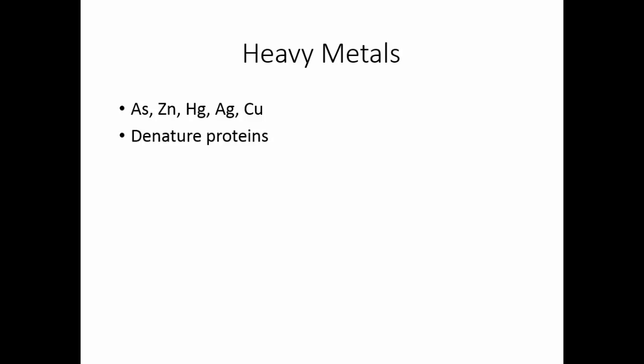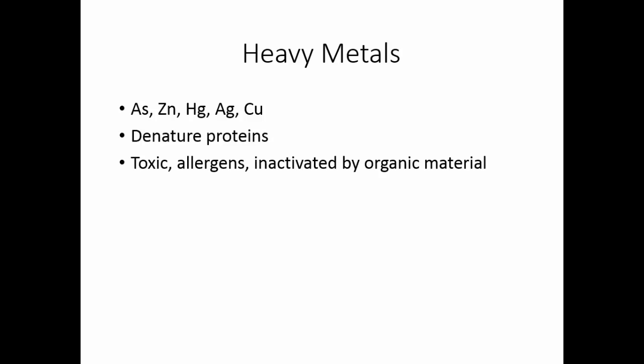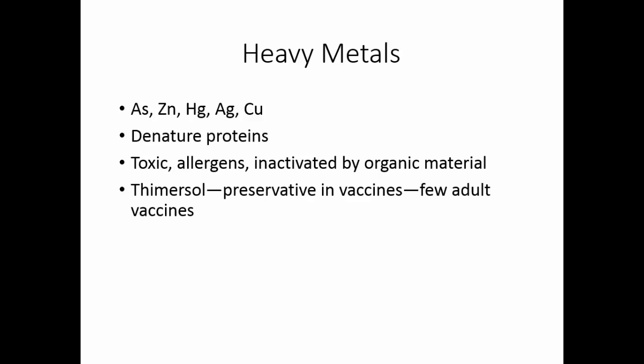Heavy metals are things like arsenic, zinc, mercury, silver, and copper. These all denature proteins. They are toxic to humans, and many people are allergic to some of these metals. They're also easily inactivated by organic material. Thimerosal is a preservative. It has mercury in it. The MER in there tells you it has mercury in it. It used to be used in contact lens solutions, but people started having allergic reactions and they stopped using it. It is being withdrawn from vaccines, but it is still present in a few adult vaccines.